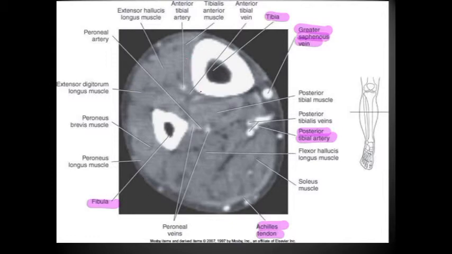Here once again, we're about mid shaft, so we have the body of the tibia and the body of the fibula. We have the posterior tibial artery. We have the great saphenous vein. Notice here we have the Achilles tendon, which is this area here.